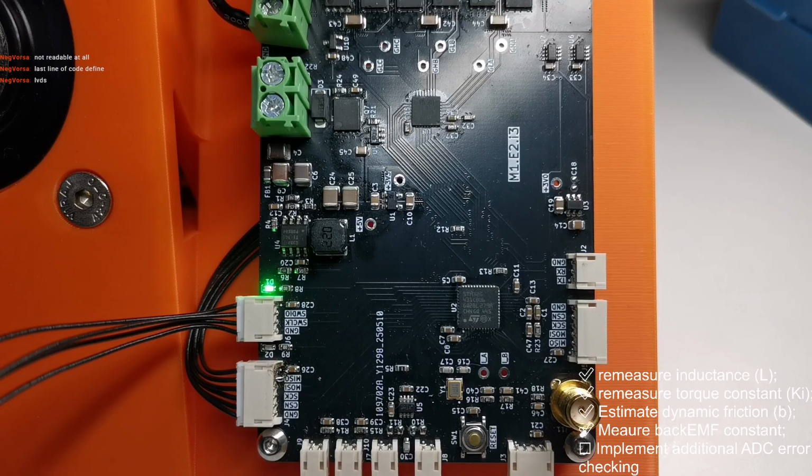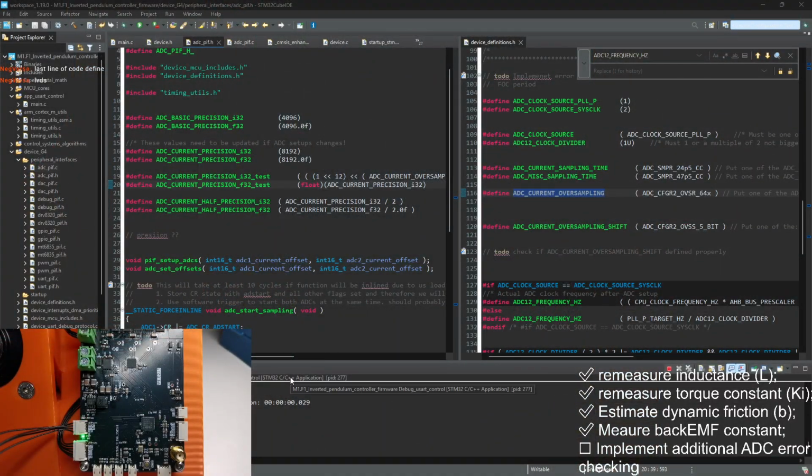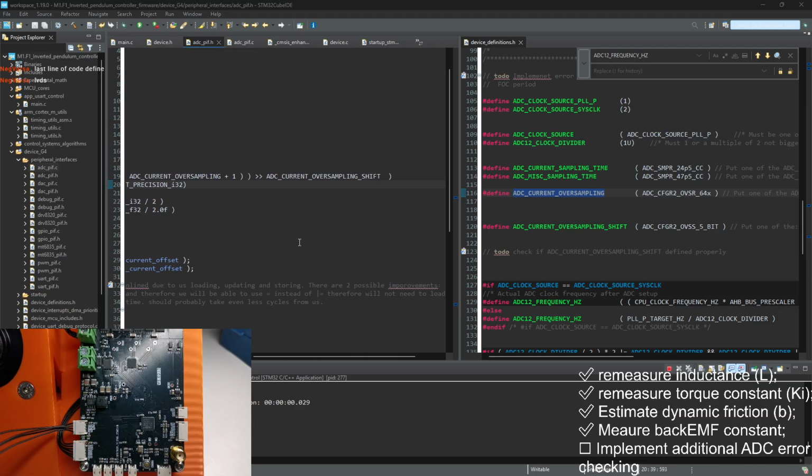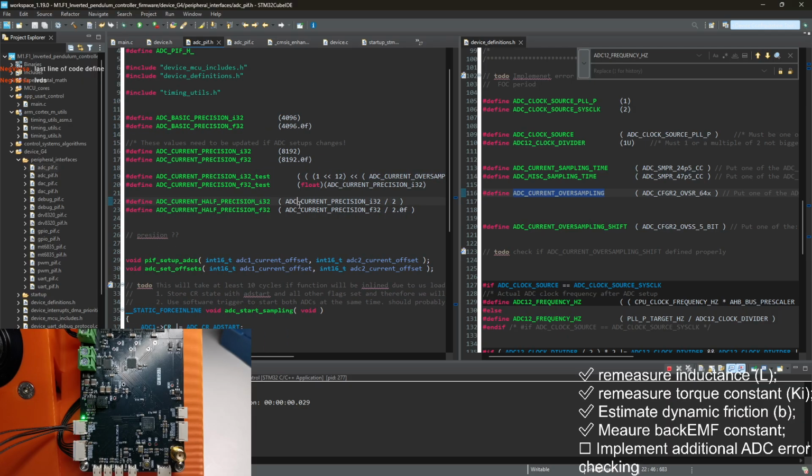Last line of code, define VDS. Last line of code where? What line? What file? Defines what? I'm confused. Let's see if those worked. Okay, let's flash.